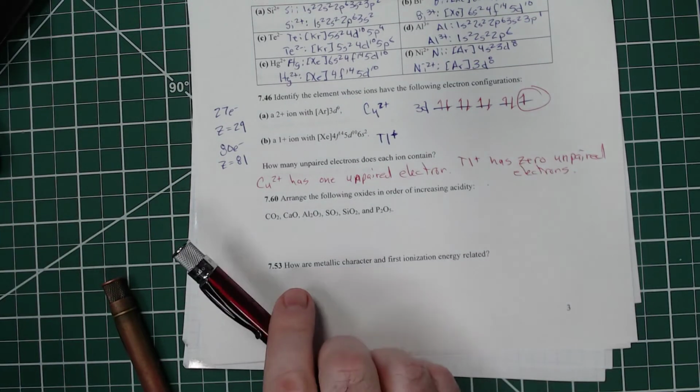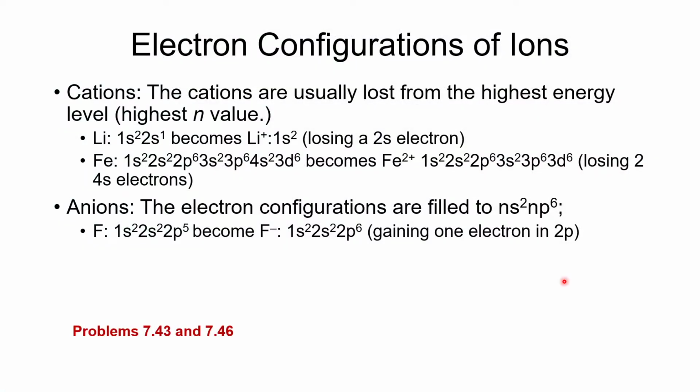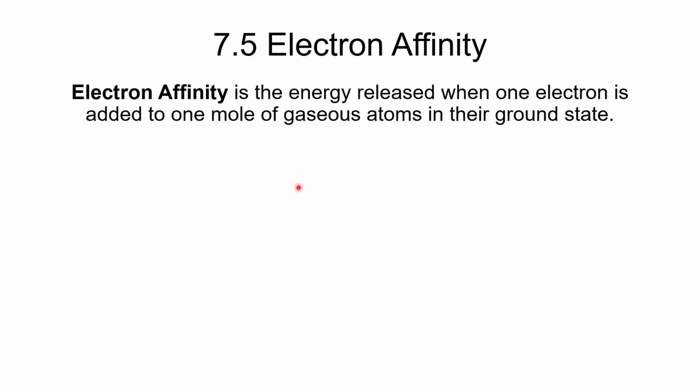Okay. So next, we want to look at the concept of electron affinity. Electron affinity is kind of like the opposite of ionization energy. Electron affinity is the energy released when one electron is added to 1 mole of gaseous atoms in their ground state. So chlorine, if you have a chlorine atom in its gas phase and you add an electron to it and you get chloride ion, the gas phase is important here.